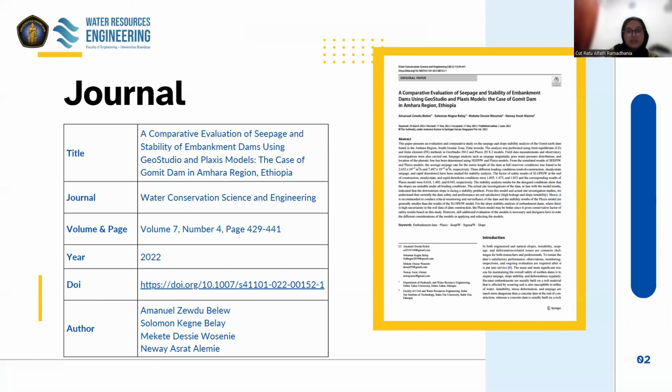This is the journal that I reviewed. The title is "A Comparative Evaluation of Seepage and Stability of Embankment Dams Using GeoStudio and Plaxis Models: The Case of Gomit in Amhara Region, Ethiopia." The journal is Water Conservation Science and Engineering, volume 7, number 4. The pages are 429 to 441, and the year is 2022.